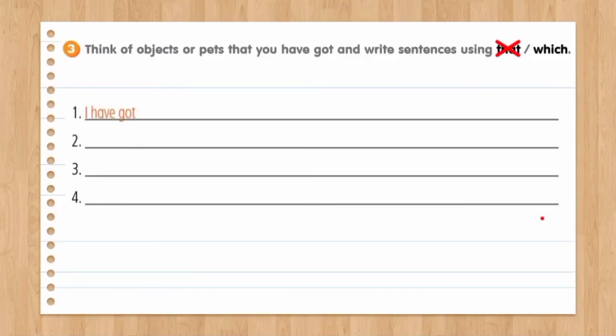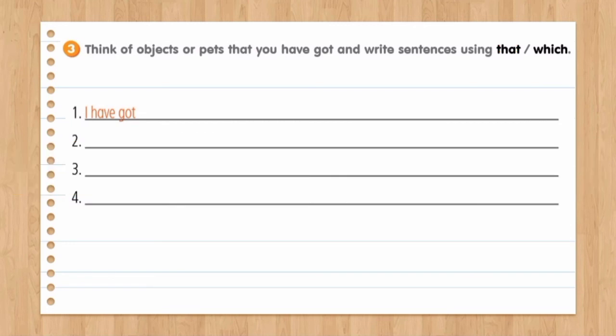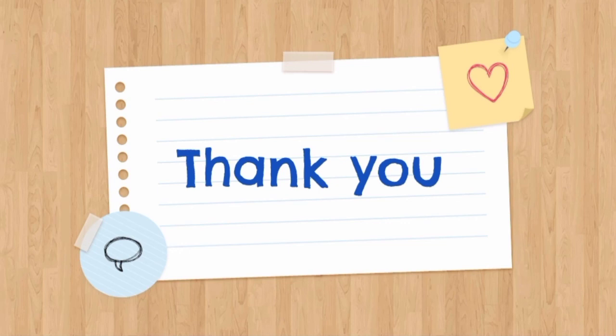For the activity 3, think of objects or pets that you have got and write sentences using which. Please remember, only use which. You don't have to write that. Karena itu hanya pilihan mau tulis that atau which. For the example is, I have got a cat which is cute and funny. And that is for today's topic.